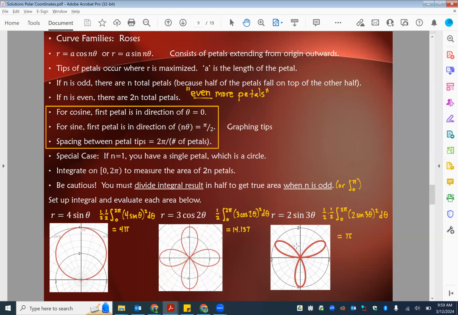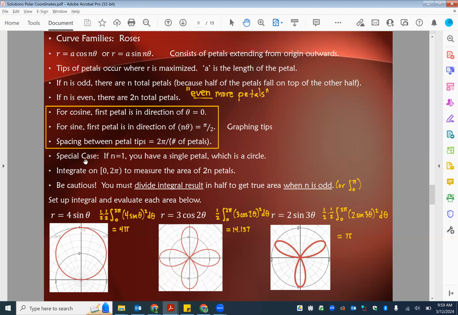If you need to graph one of these freehand, usually you are orienting that first petal using these 2 rules, and then spacing out the various petal tips using this rule of thumb, 2 pi divided by the number of petals, because these petals are going to be equally distributed around the unit circle. Okay?